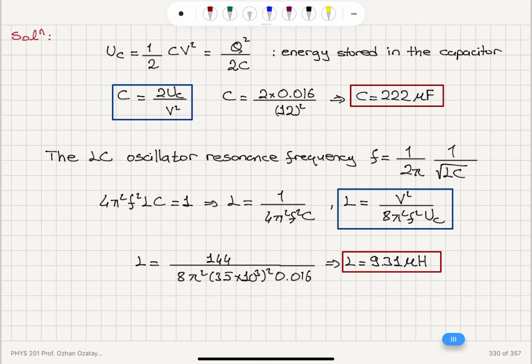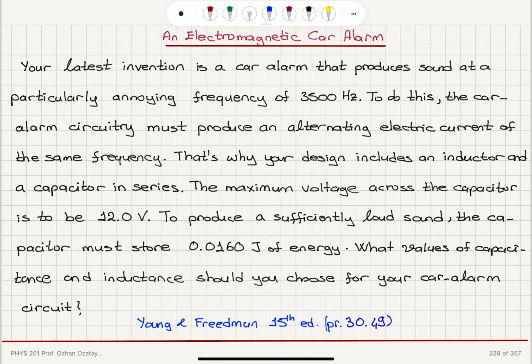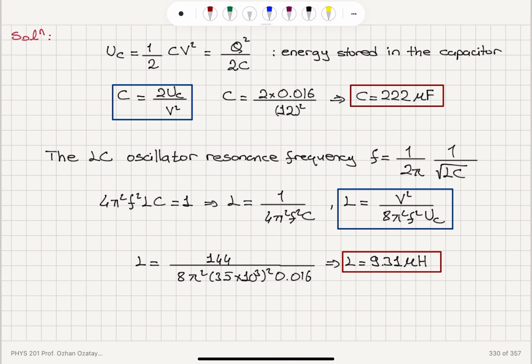Okay, so in this case, we have designed a circuit which has a capacitor and inductor in series. The resonance frequency is 1 over square root LC, angular frequency. The frequency is 1 over 2 pi times 1 over square root LC. We know the stored energy in the capacitor, which is 1/2 CV squared, since we know the voltage across the capacitor, the maximum voltage across the capacitor is 12 volts. So we have the capacitance from 2U over V squared.